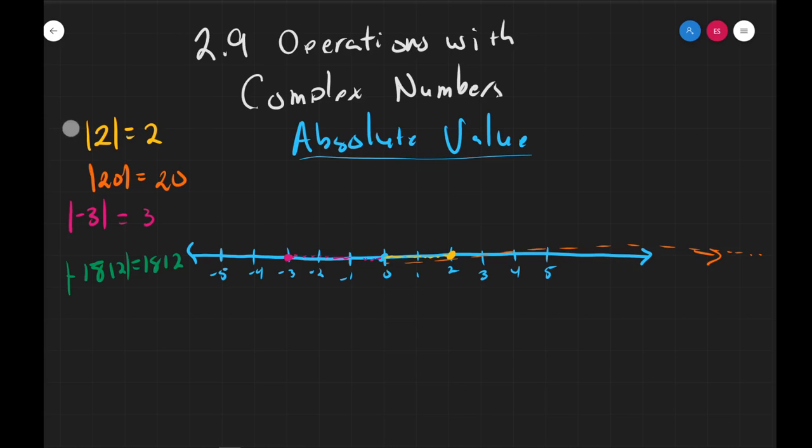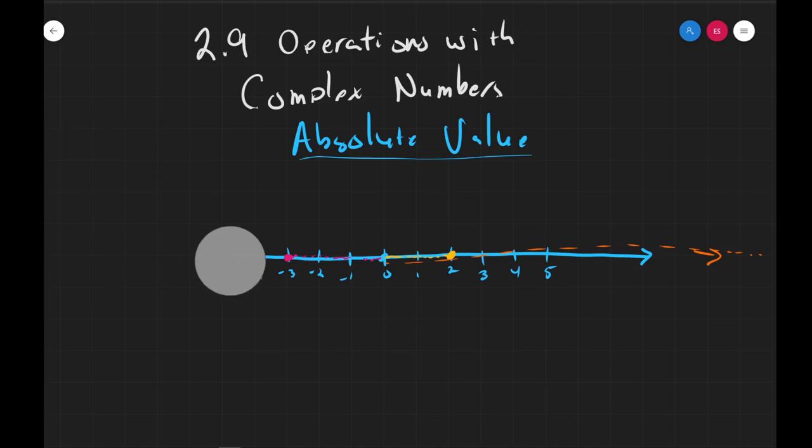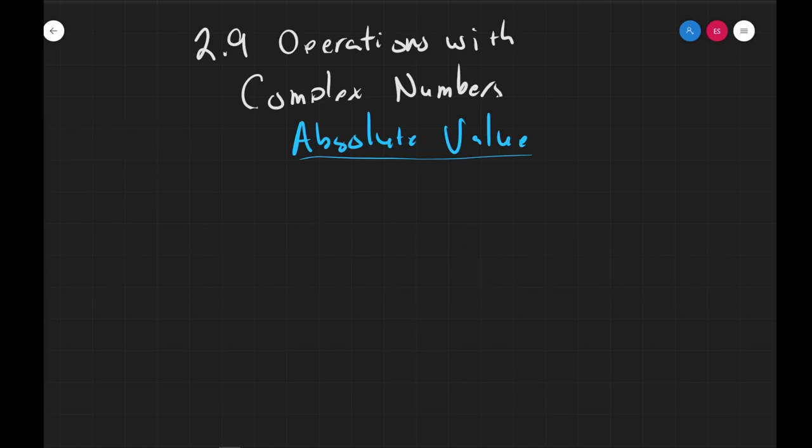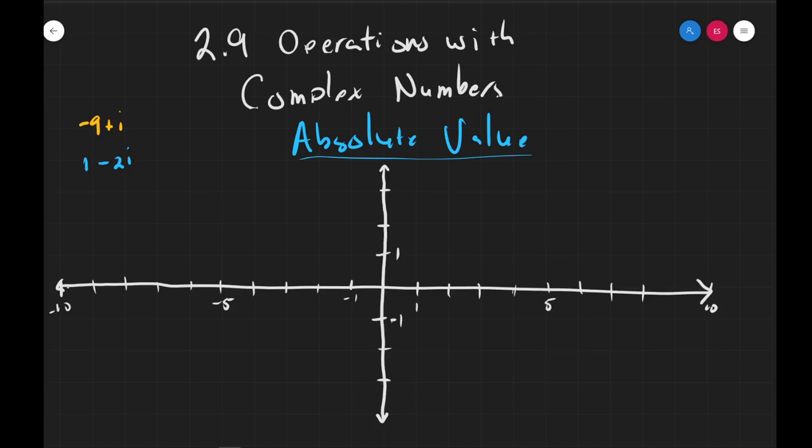But we're not dealing with real numbers in this particular unit, or in this particular section. We're dealing with imaginary numbers. So we would want to graph those like we would any other imaginary number on a plane with a real and imaginary axis. So let's take a look and find some absolute values of some complex numbers.